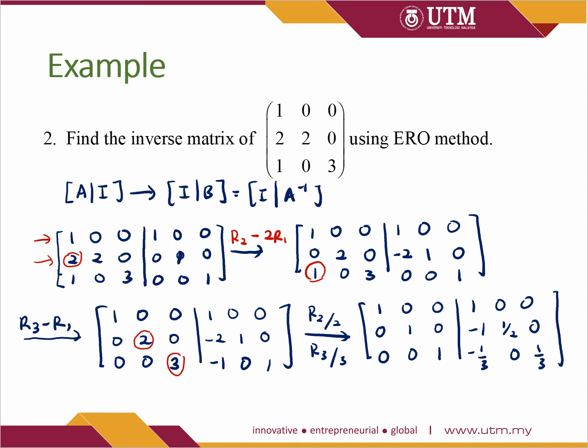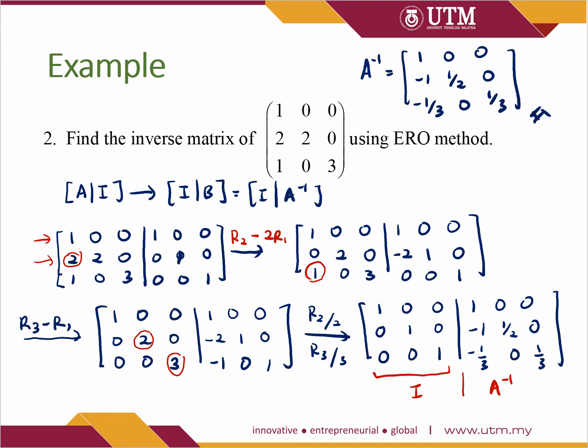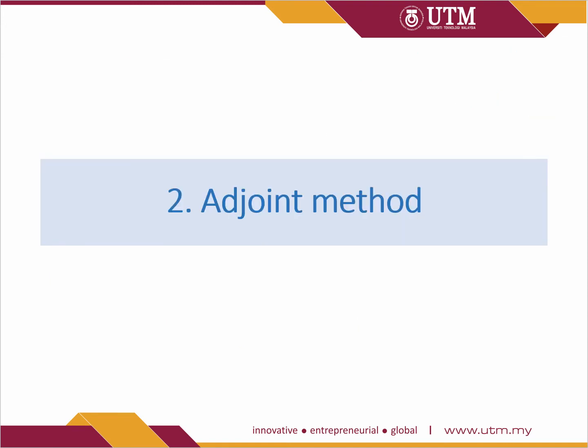So here, our matrix becomes the identity, and this will be the inverse matrix of A, where we can write it as the inverse matrix of A is equal to 1, 0, 0, negative 1, half, 0, negative 1/3, 0, 1/3. The second method is the adjoint method, where this method can be used to find the inverse of a matrix.